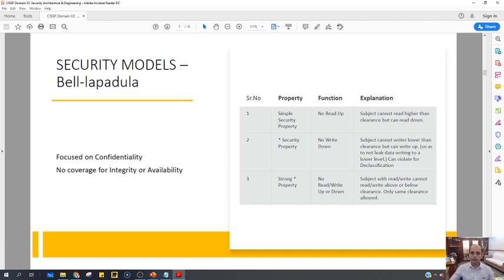Then comes the strong star property. The strong star property says no read and no write, up or down. It means a subject with read or write permission cannot read or write above or below its clearance level. They can only write or read within the same clearance level. That's what the strong star property is. So it is very important to understand these three properties of the Bell-LaPadula model.